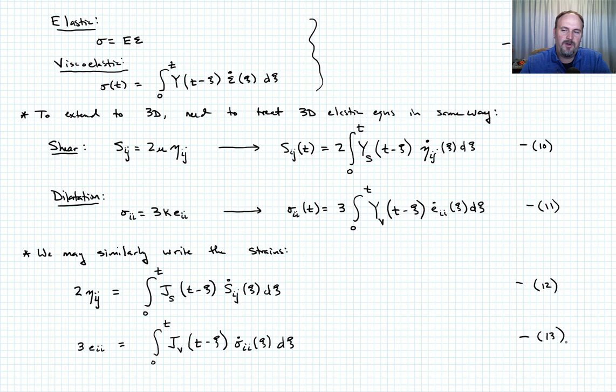It's pretty straightforward. Remember that Y sub s is the relaxation modulus for shear, so the shear relaxation modulus. Y sub v is the volumetric relaxation modulus, corresponding to dilatation. J sub s is the shear creep compliance. J sub v is the volumetric creep compliance. So there's 4 terms now, where we had only 2 for the 1D case. But you kind of get the idea and the extension that was done. So that's all there really is to developing these equations in 3D. We can use them just like we had used all the equations in 1D.